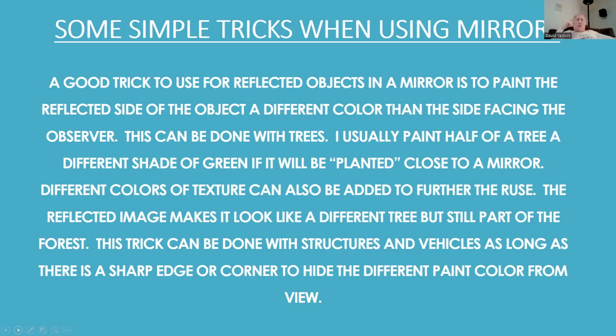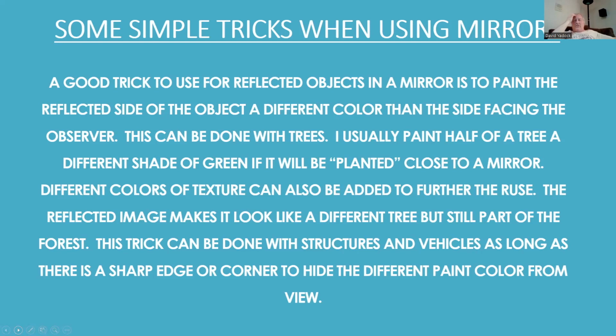So what I normally do is I paint half the tree a different shade of green, and then plant it, especially if it's going to be planted close to a mirror. And I can also add different colors of texture that will also help hide the duplicate image, so to speak. The reflected image makes it look really different, but it's still part of the forest. It's just a different looking tree. And this trick can be done with structures and vehicles.